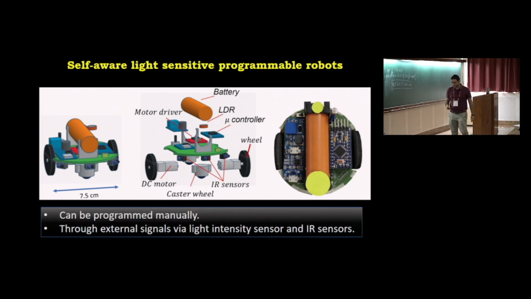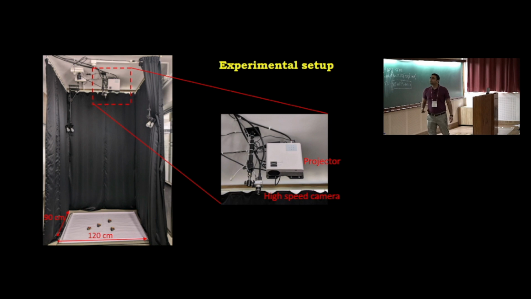So, just the things that I mentioned. This is a typical experimental setup. We have a high-speed camera mounted at the ceiling with a projector to project light, and the robots perform their motion on this white plane.